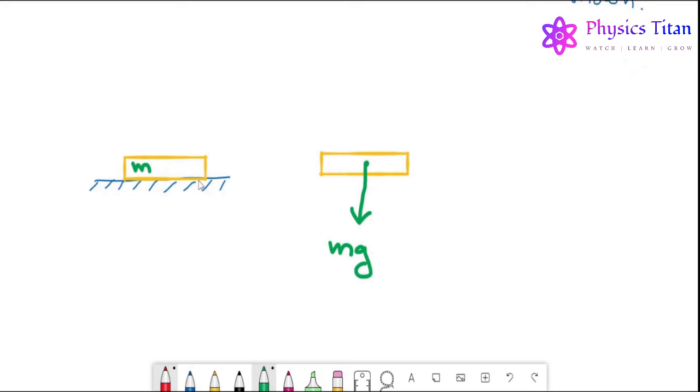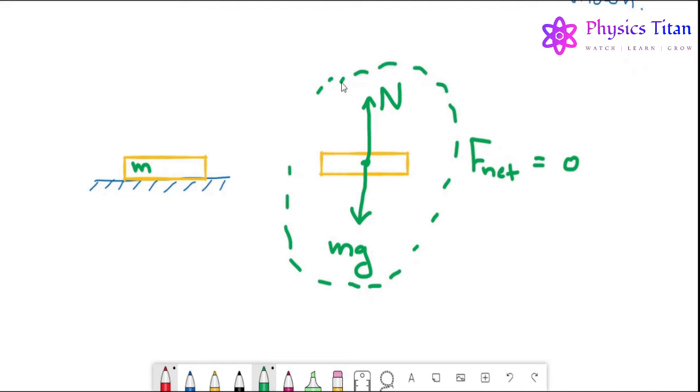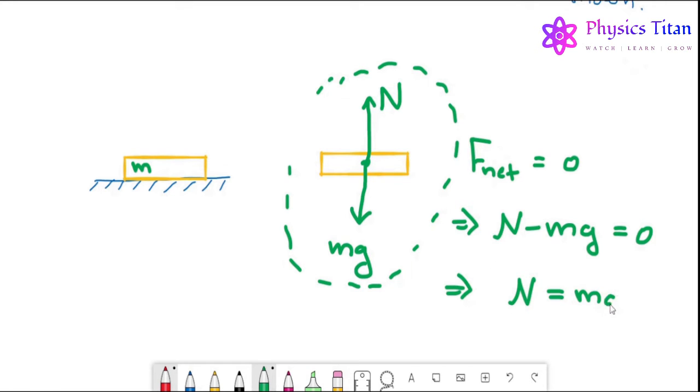And since the book is resting on this table and both are at rest, so there will be a normal force provided by the table to the book. Let us call it N. Now since the book is at rest, that means the net force will be equal to 0 on this system. This is our system, the smaller system. Okay, F net is equal to 0. That means N minus mg will be equal to 0. That implies the normal force will be equal to mg.